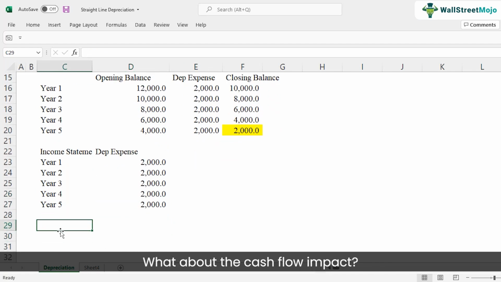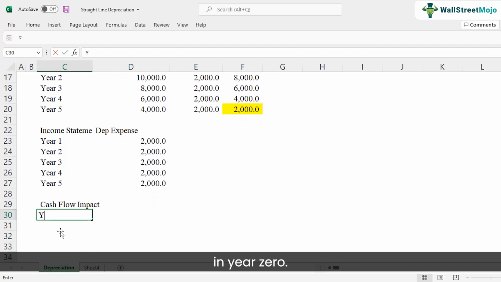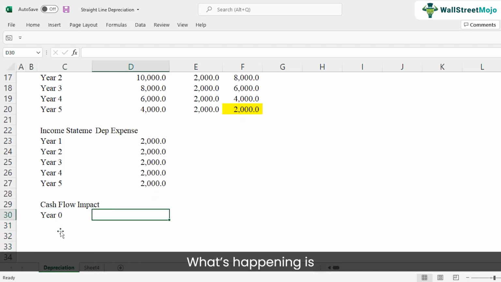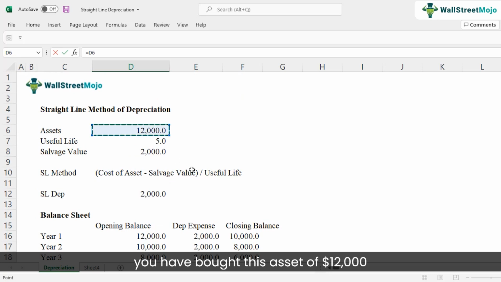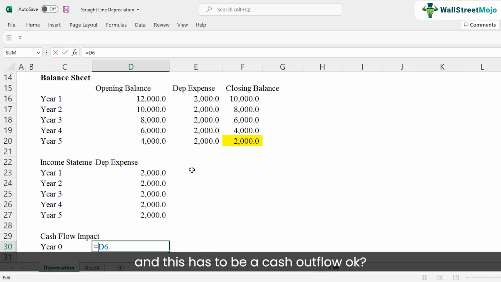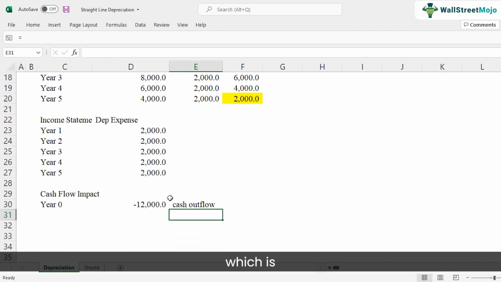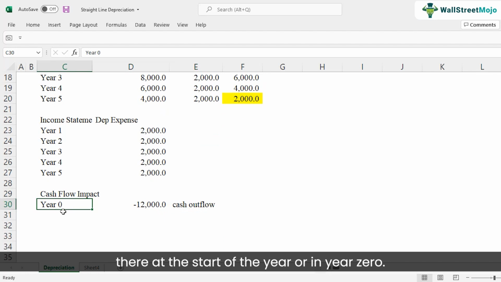What about the cash flow impact? Think of the cash flow impact in year zero. I'm not talking about year one right now. I'm talking about year zero, before the start of year one. Here, you have bought an asset of $12,000. This is a cash outflow, correct? So, essentially, you have bought this asset for $12,000 and this has to be a cash outflow. This is the kind of impact which is there at the start, in year zero.